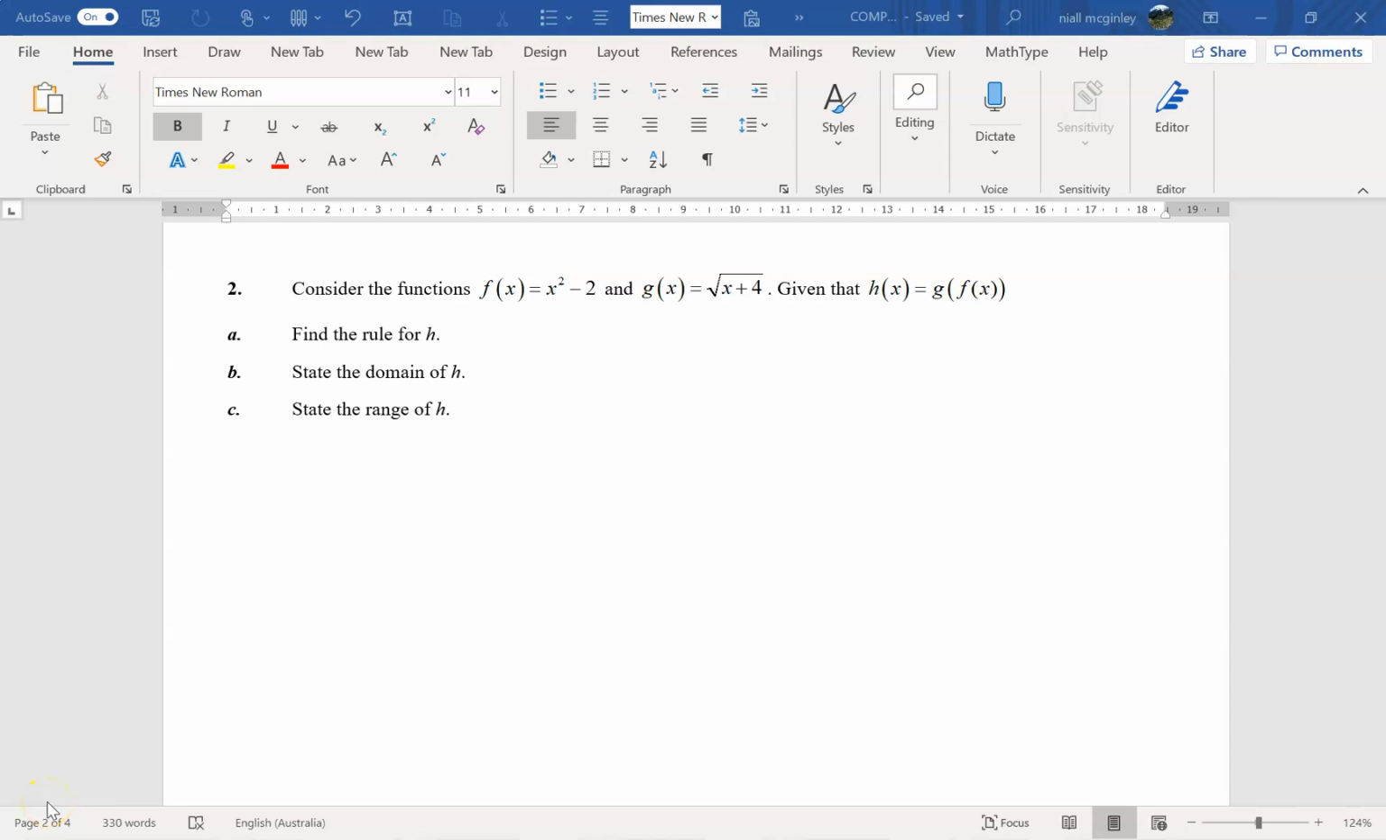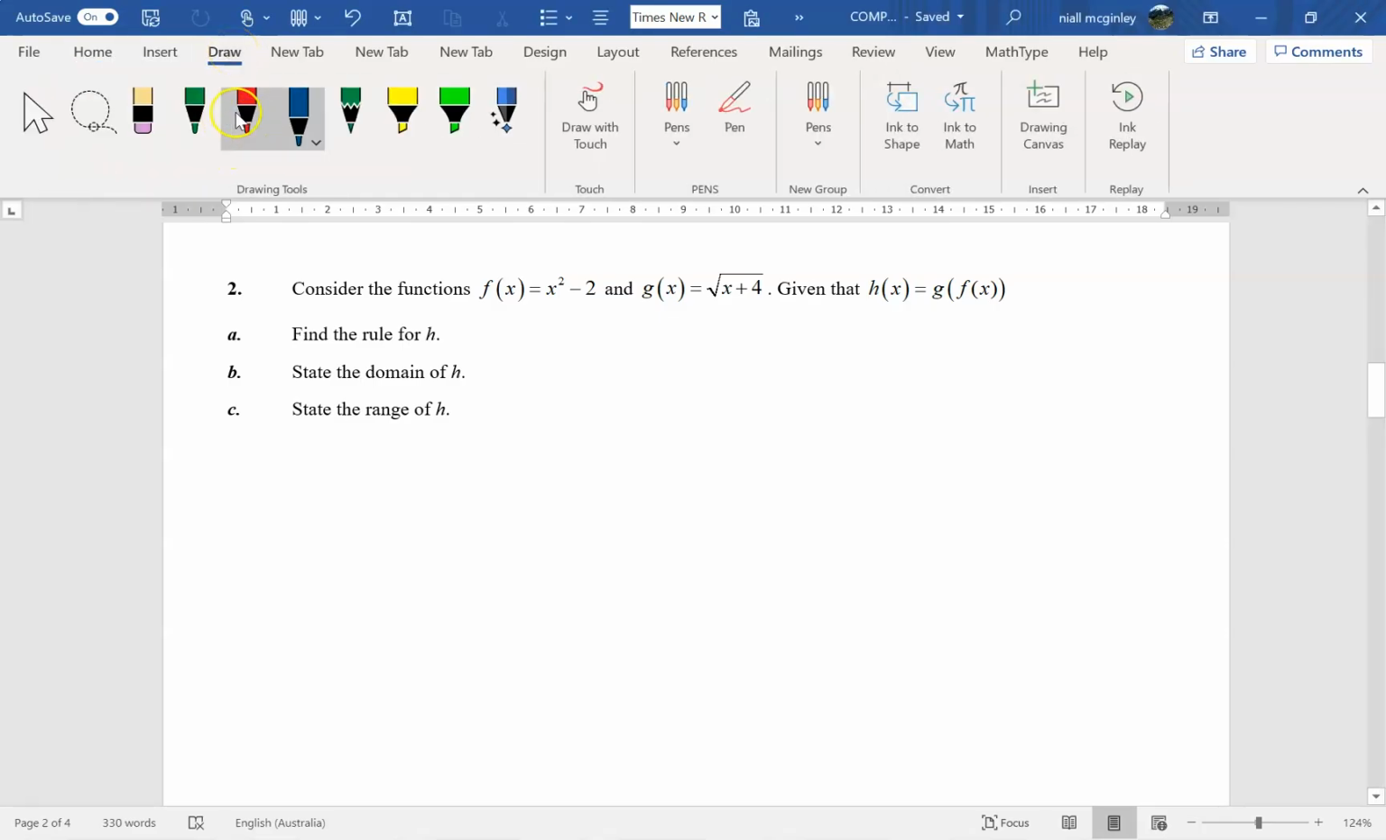In this question we've got f of x is x squared minus 2, a quadratic, and then a square root function for g of x, the square root of x plus 4. So we're going to sketch them. It's always a good idea to sketch them. Think about the domain and range of both functions, and then we'll show you how to get the range, which is the hardest thing. So first of all, let's just work out the rule for it.